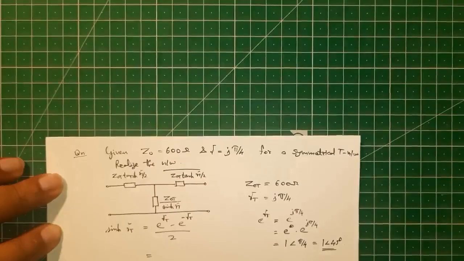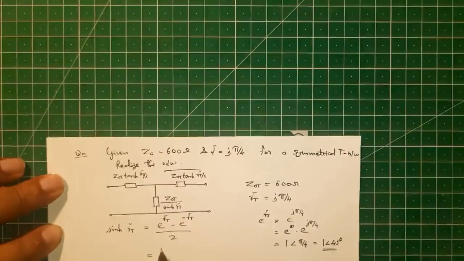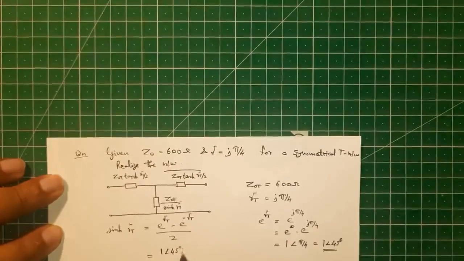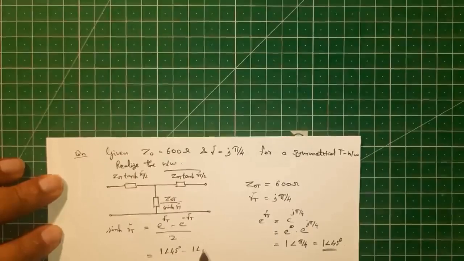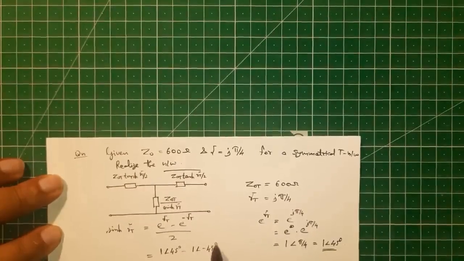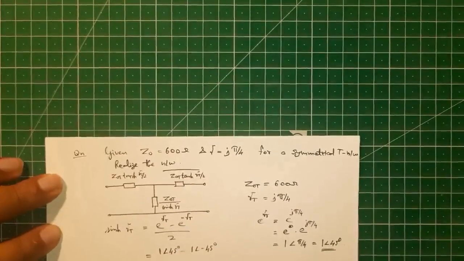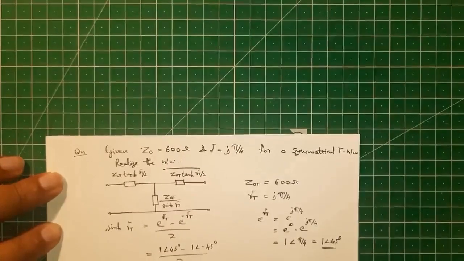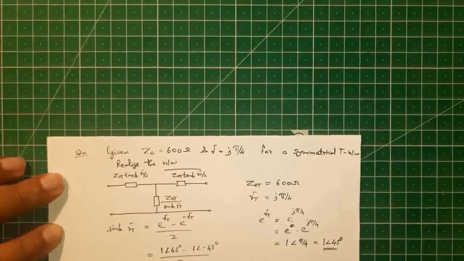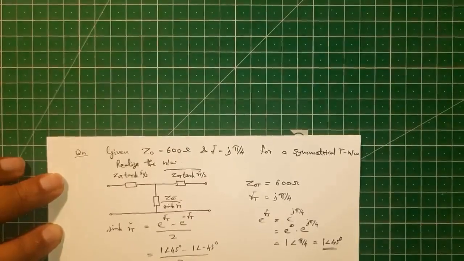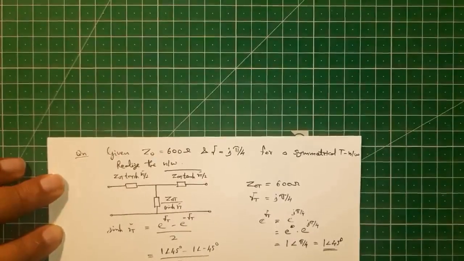So we can write this as 1 angle 45 minus 1 angle minus 45 degree e power minus theta, divided by 2. So that will be equal to 1 by root 2 angle 90 degree.